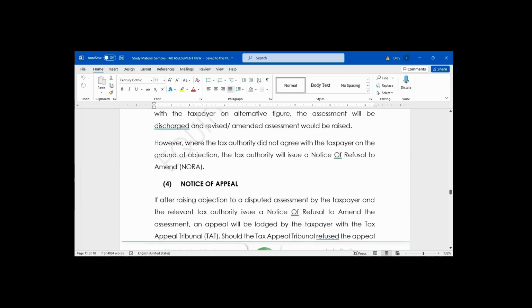This notice of appeal, taxpayer will address it to who? Tax Appeal Tribunal. Tax Appeal Tribunal, they are the ones that settle disputes between taxpayer and tax authority. They are the first court process in tax disputes. If you want to go to court in tax, you have to first of all table your case to Tax Appeal Tribunal. From Tax Appeal Tribunal, you go to Federal High Court.